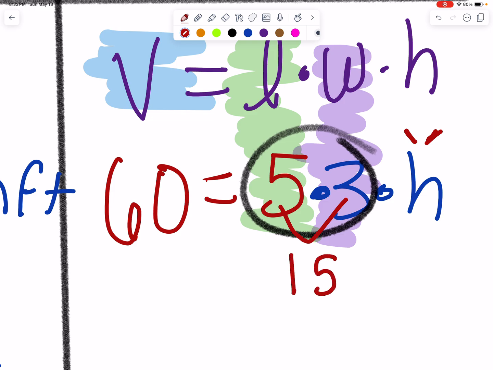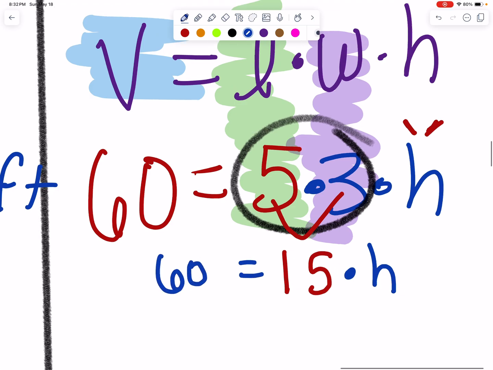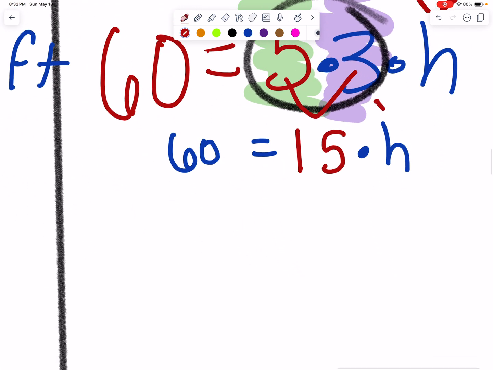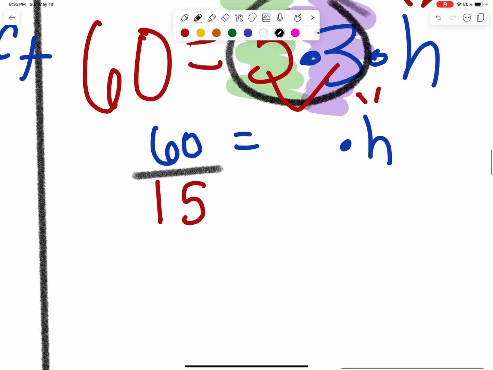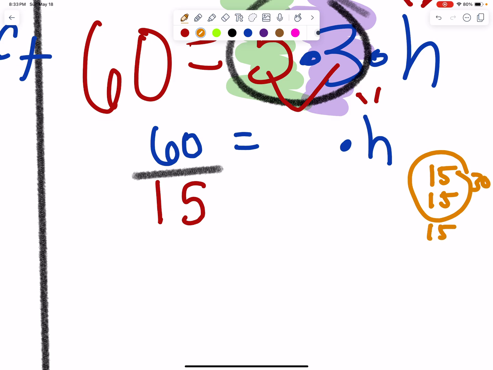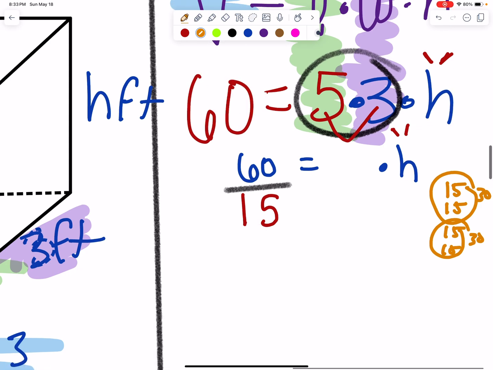Bring the party down. And if H is your grumpy gills, which it is, 15 is bothering him by multiplying, so you check him over the magical hedge. And the opposite of multiply is divide, and then we're going to try to find how many 15s go into 60. You can count by 15s like this, which is 4. So the height equals 4.